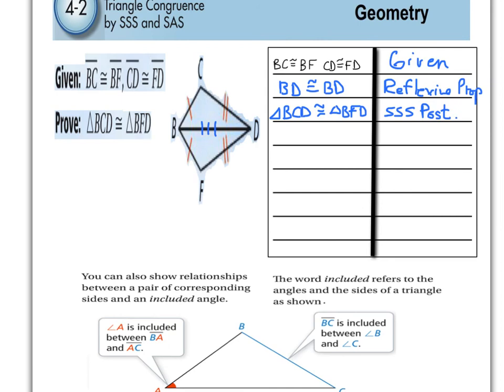Okay. So as you look at these problems, I went through a couple proofs here. We've shown how to show the side, side, side postulate. This concludes 4.2 part 1.